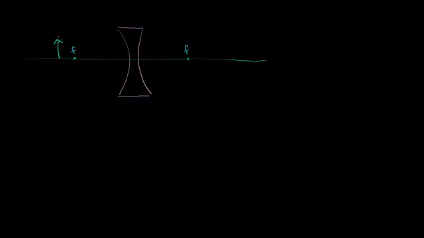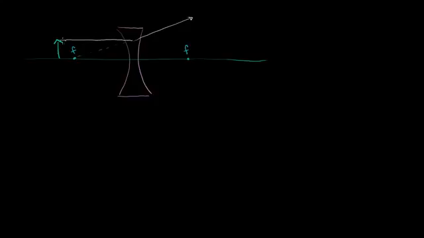And let's think about what happens. So if we go parallel to the principal axis, since it's coming in parallel, it'll get diffracted outwards so that it looks like it's coming from this focus. So it'll get diffracted in a way so it looks like it's coming from that focus. So it's getting diverged outward, I guess we could say.